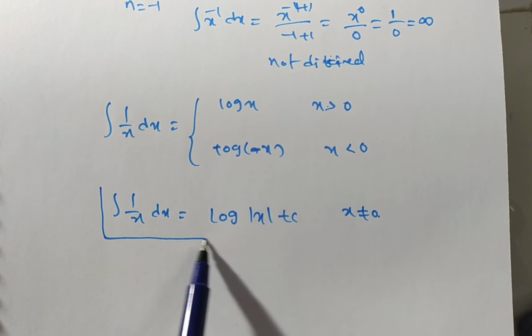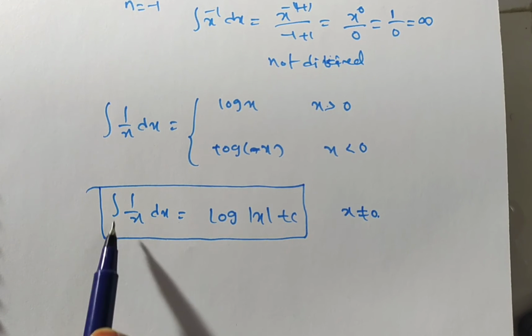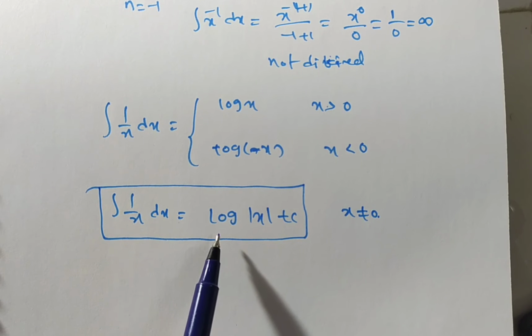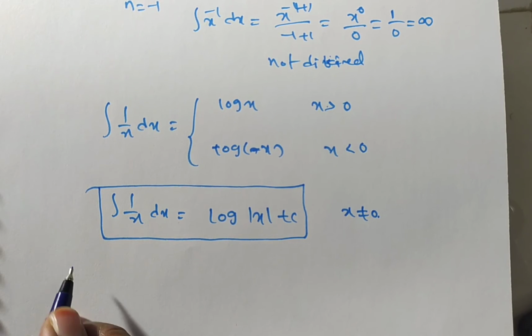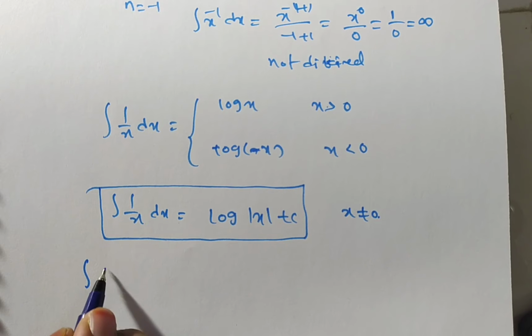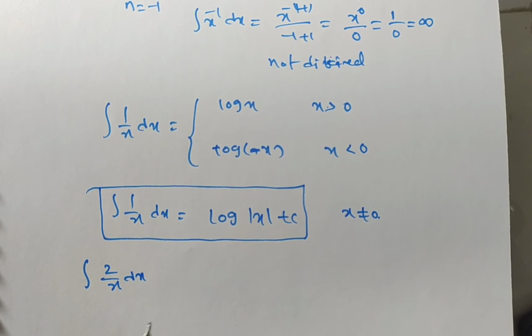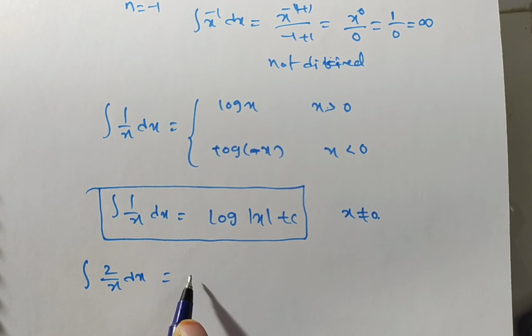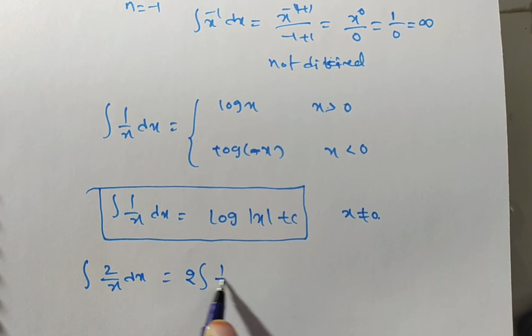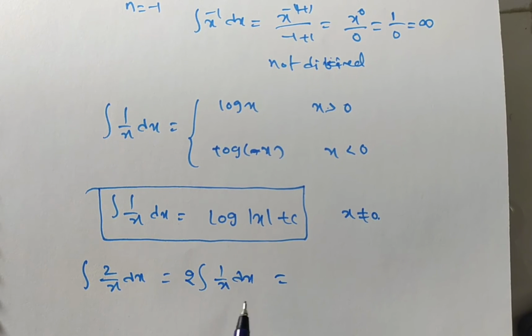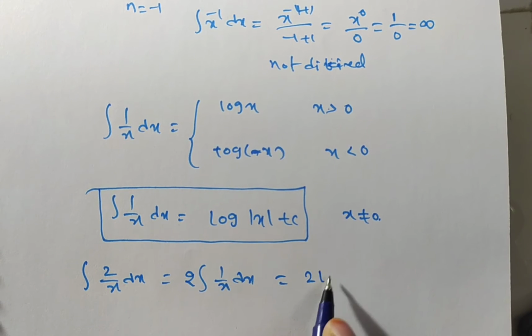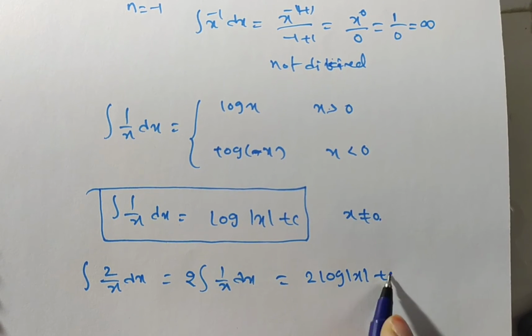Based on these, let us see some problems. Once again, I am repeating standard form 2: the integral of 1 by x dx is equal to log mod x plus c. Now, the given problem is to evaluate the integral of 2 by x dx. By the linearity property, this is 2 times the integral of 1 by x dx. The integral of 1 by x is log mod x plus c.